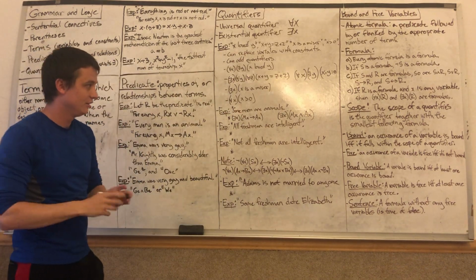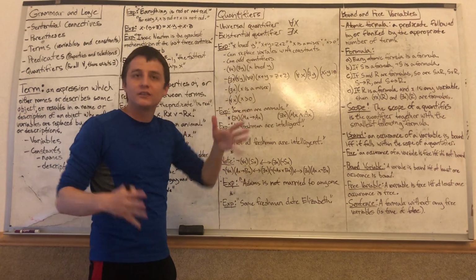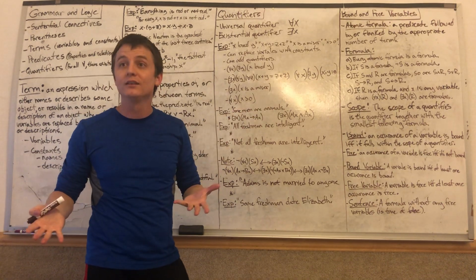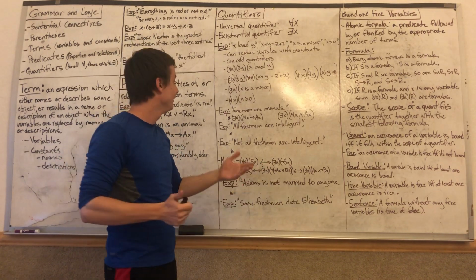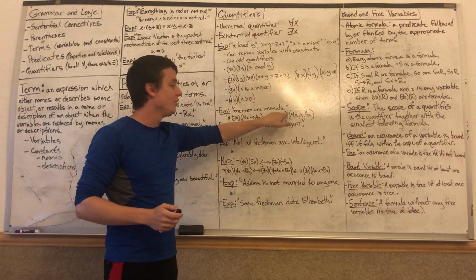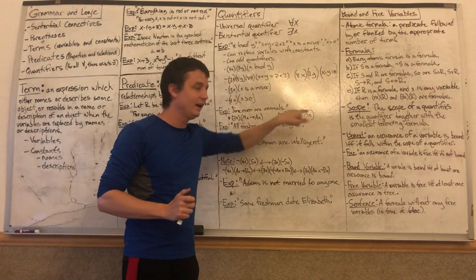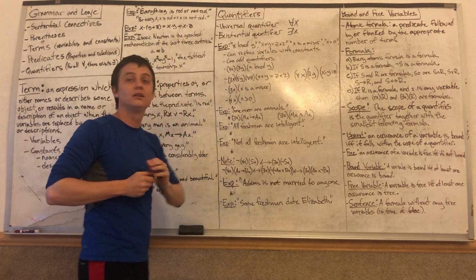Can you go over that again? Some men are animals. What does that mean? It means there exists something out there that's a man and an animal. Oh, right. Oh, all men. Okay, yeah. That does. Some men are animals. Here's the symbolization. There exists something out there that's a man and an animal. Why does it not work? Some men are animals. Why doesn't the first one work?